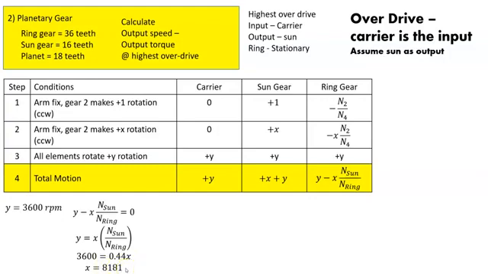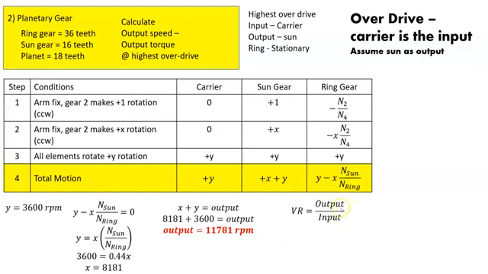X comes out to 8181. All right, so now we've got to look at what the sun is doing, because we never used that equation yet. X plus Y is our output. Since we know X is 8181 and Y is 3,600, our output is 11,781 RPM. So we can find our velocity ratio, which is output over input: 11,781 to 3,600. So our velocity ratio is 3.27.